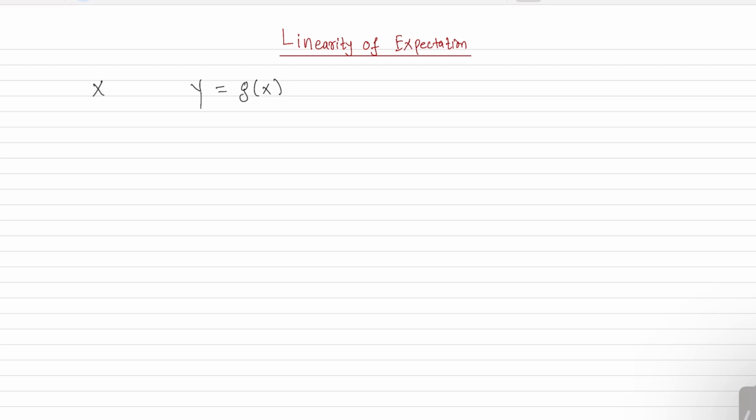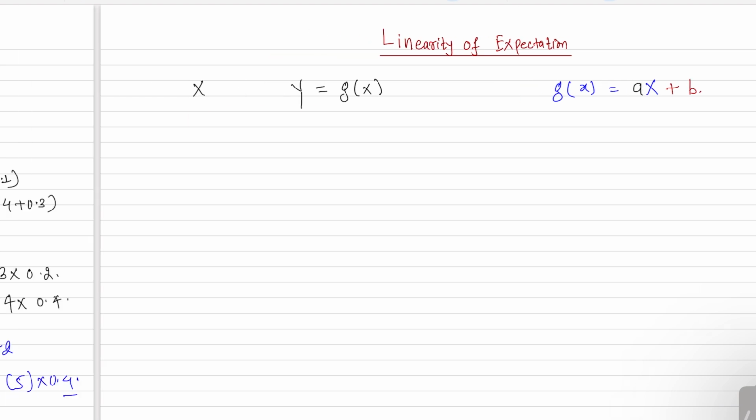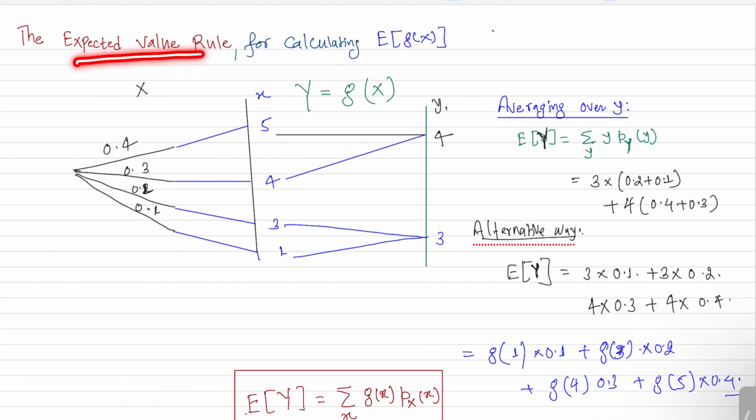So let me also define this g(x). This g(x) is a linear function. It is a kind of function where it is multiplying some constant to our original random variable x and adding some other constant also. Now if I ask you what will be the expected value of this random variable y, you can simply make use of the expected value rule that we went through in our last video.